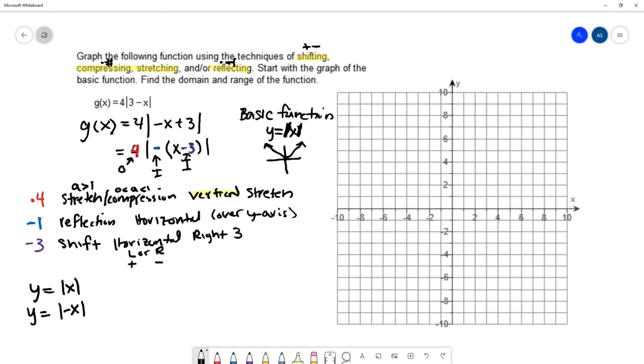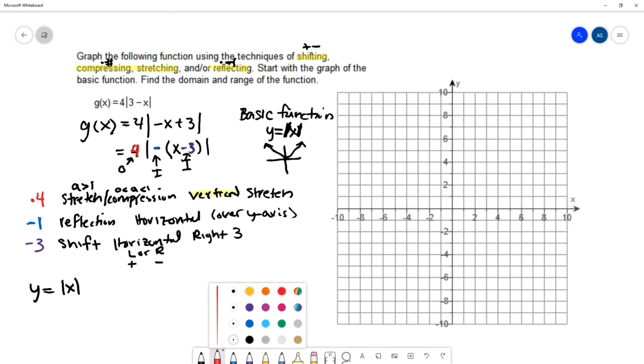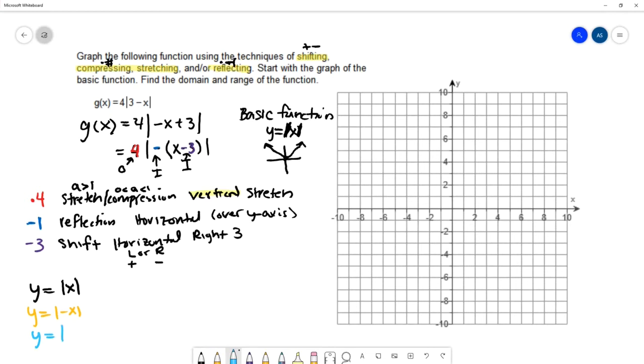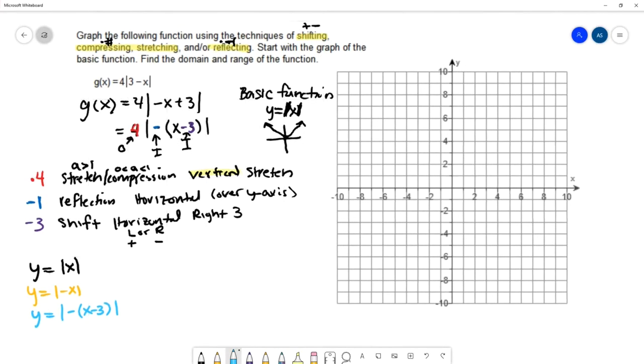Let me choose a color for that. I'll graph it in this orangish color. And this is going to show our horizontal reflection. Then I will graph y equals absolute value of negative x minus 3. And this is going to shift our graph to the right 3.